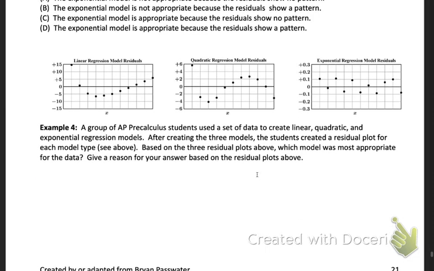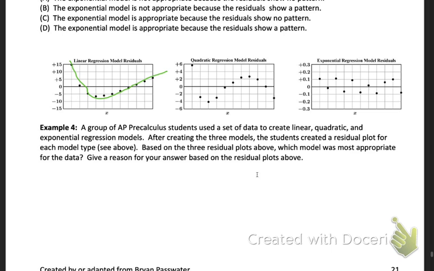And this last example here on this page, it says a group of students used the set of data to create linear, quadratic, and exponential models. After they did these 3 models, they made a residual plot for each, and they're trying to decide which one was the most appropriate. So if I look at the first one for the linear, do those values follow a pattern? It's not necessarily linear, quadratic, or exponential, but they definitely do follow a pattern. I can see a clear path that those dots are following. So linear probably wasn't great.